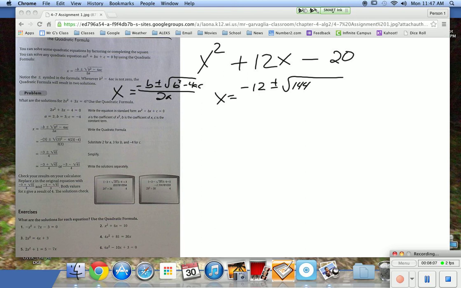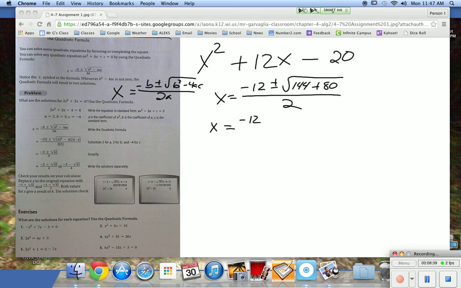Minus 4 times 1 times negative 20, right? So we'd do plus 80 over 2. Okay? X would equal negative 12. So all we've done here is we just filled in this portion. That's all we did. We just filled in this portion of the quadratic formula.